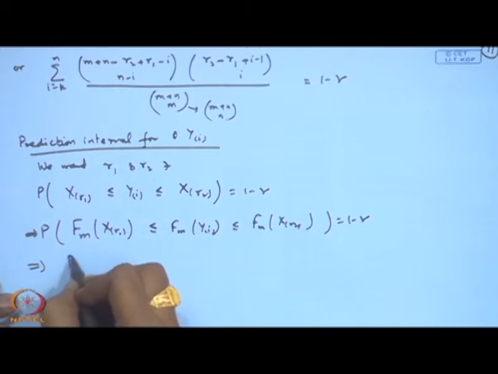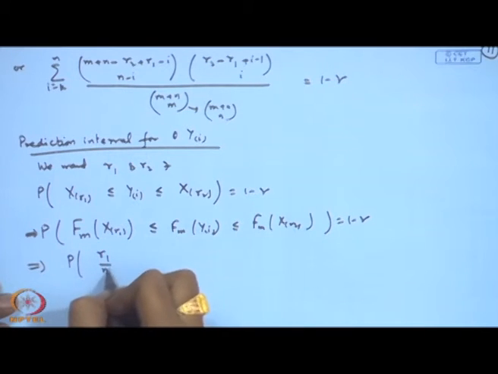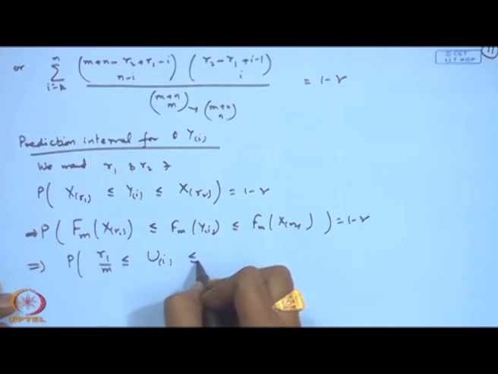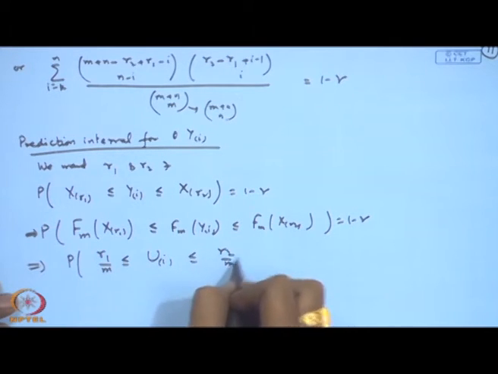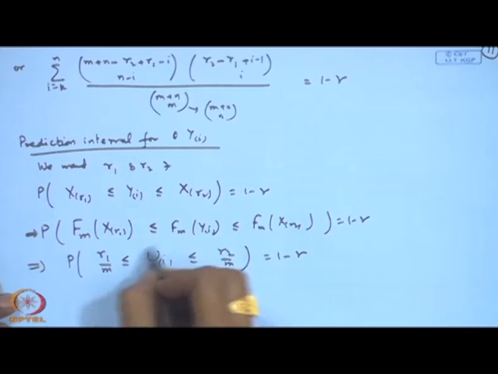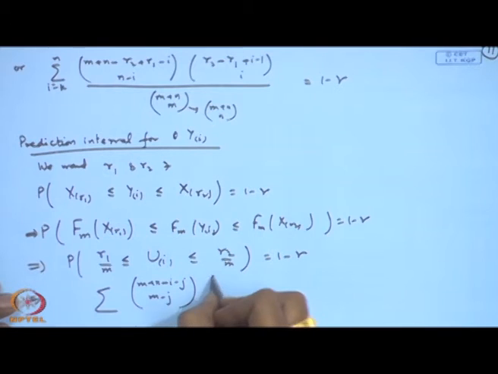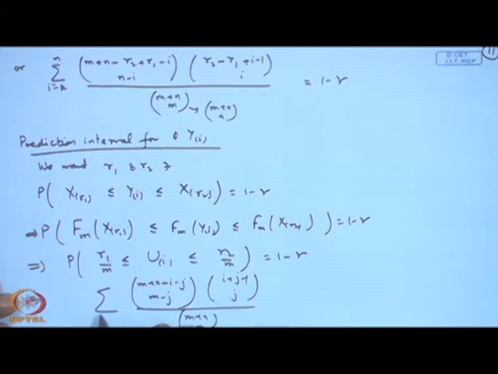Then this is nothing but R1 by m less than or equal to ui less than or equal to R2 by m, that is equal to 1 minus gamma. The distribution of this is known. So, it is simply reducing to the sum from R1 to R2 of (m plus n minus i minus j, m minus j, i plus j minus 1 c j) divided by (m plus n c m).